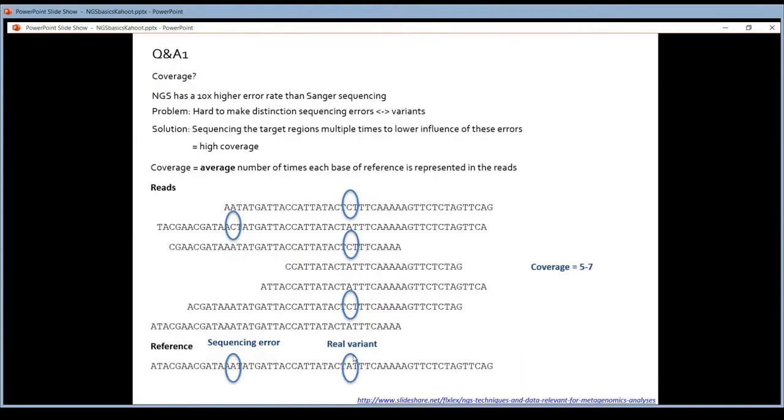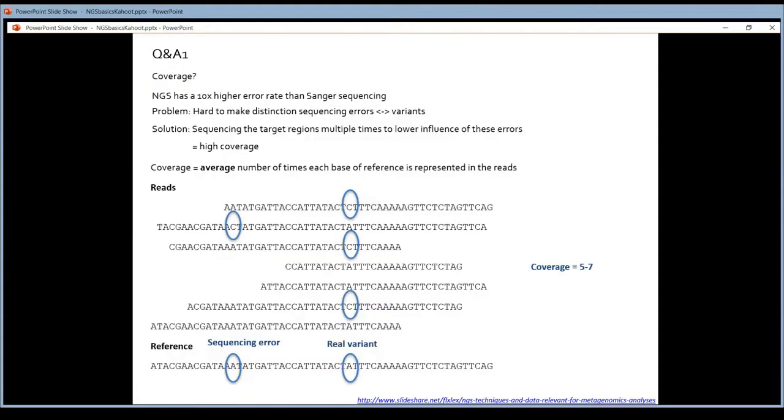So for this example here, the coverage varies between 5 and 7. You will have parts of the reference where there are only 5 reads, and you will have parts where you have 7 reads. So the coverage can vary over the genome. You will have regions that are easy to sequence with higher coverage, and regions that are hard to sequence with low coverage. This is important, and when you report the results of your sequencing, that is a factor that you report. What is the coverage in your sequencing experiment?